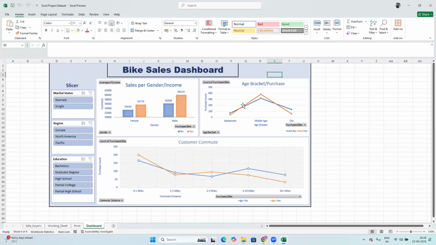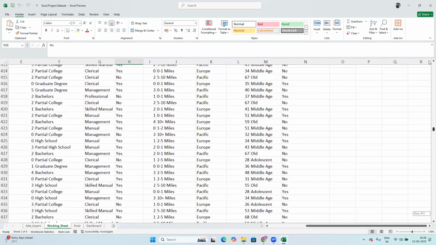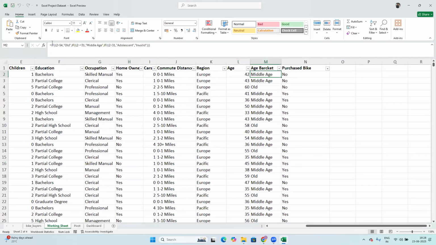Yeah, here. You remember age bracket? See, age is 42, and we created an age bracket for them in the working sheet. We had written a formula: if greater than 54, then old; if greater than 31, middle age; less than 31, adolescence. That is nesting of IF. So do you remember this? We did this. Everyone, do you remember or not?